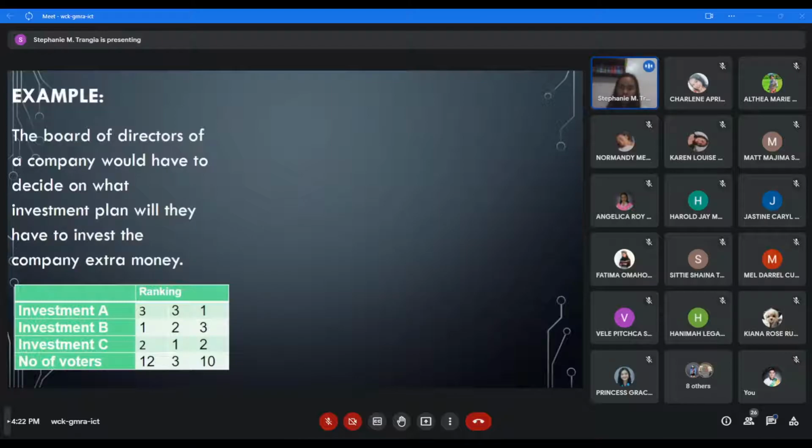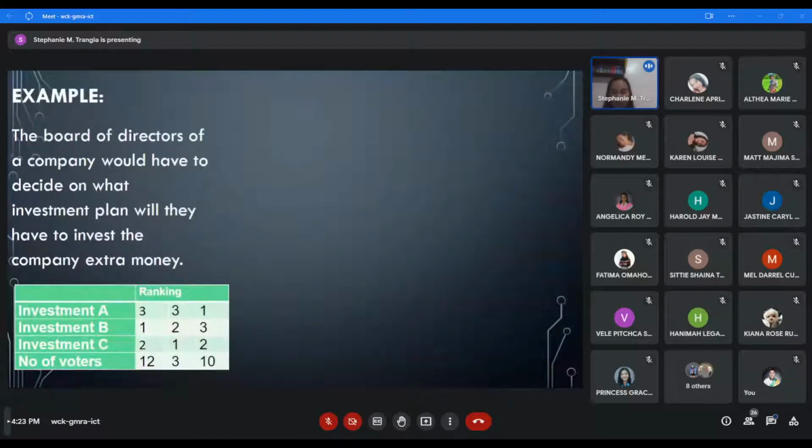to further illustrate the Borda count method, let us have this example. The board of directors of a company has to decide what investment plan to invest the company's extra money in. So 12 voters gave first place to B, second place to C, third place to A. 3 voters gave first place to C, second place to B, third place to A. 10 voters gave first place to A, second place to C, third place to B.